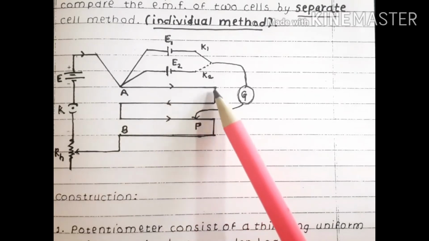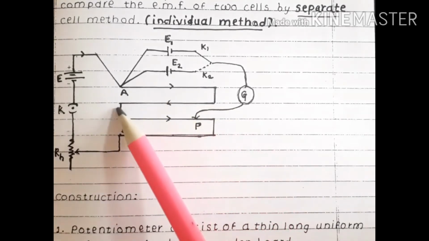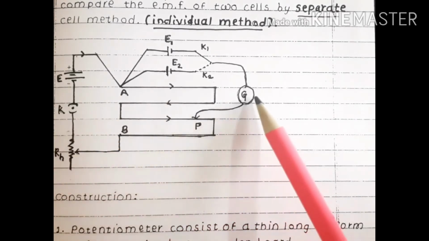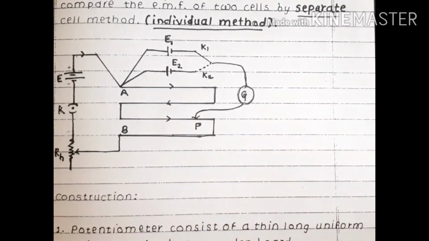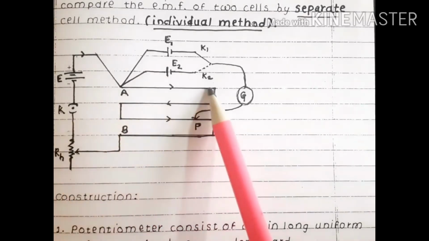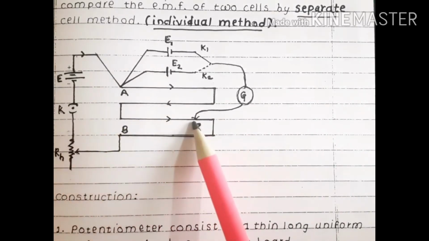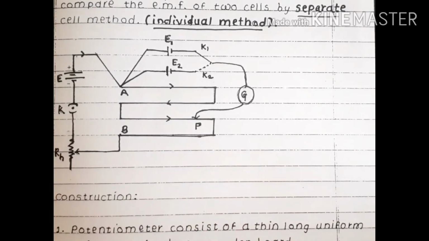on potentiometer wire at various points, and you obtain the point P at which galvanometer shows zero deflection. By touching the jockey on potentiometer wire, obtain the point P at which galvanometer shows zero deflection. When the galvanometer shows zero deflection, you measure the distance between point A and point P. Suppose it is L1. Therefore, I am able to write that.